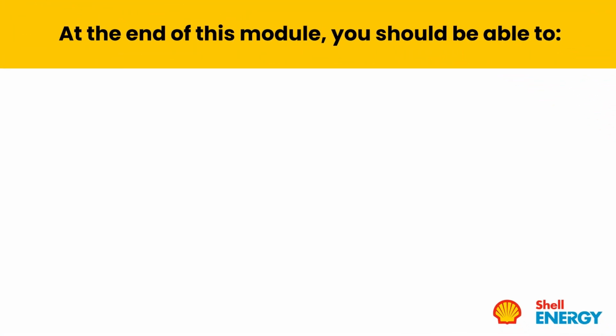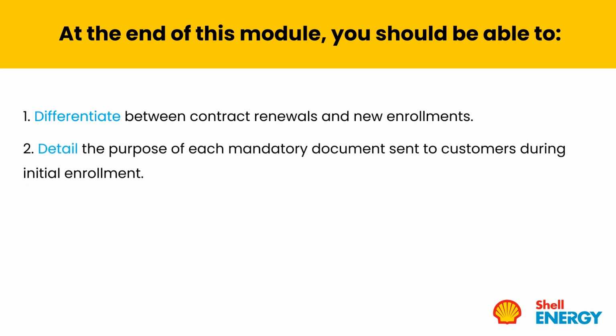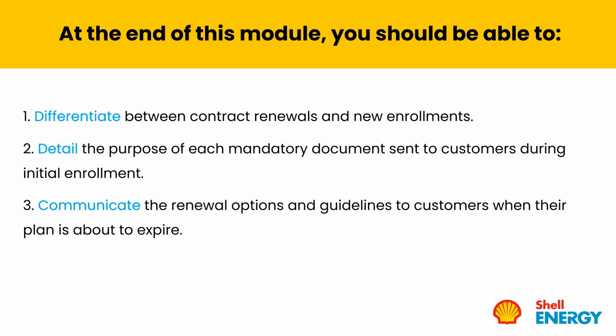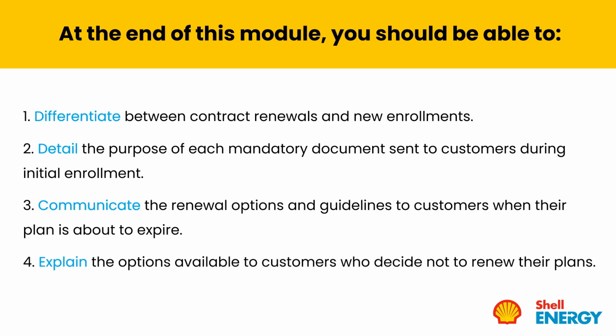At the end of this module, you should be able to differentiate between contract renewals and new enrollments. Detail the purpose of each mandatory document sent to customers during initial enrollment. Communicate the renewal options and guidelines to customers when their plan is about to expire. And explain the options available to customers who decide not to renew their plans. Overall, this will help you assist customers in every phase of their renewal journey and increase your quality evaluation scores.